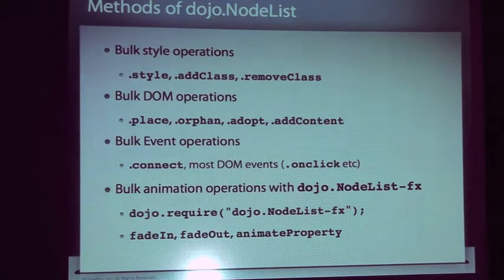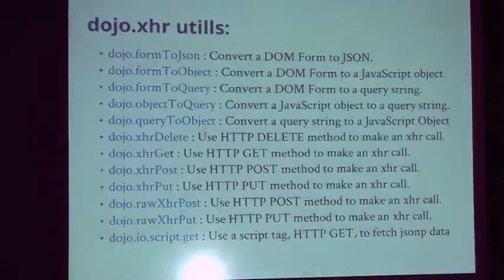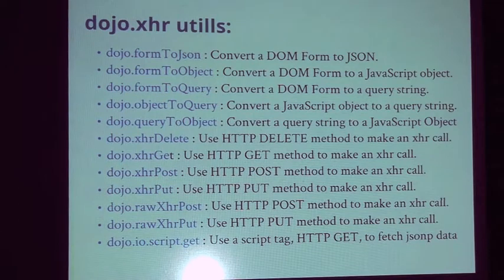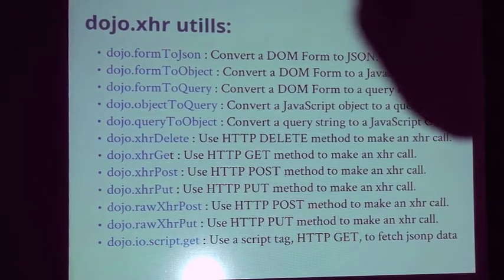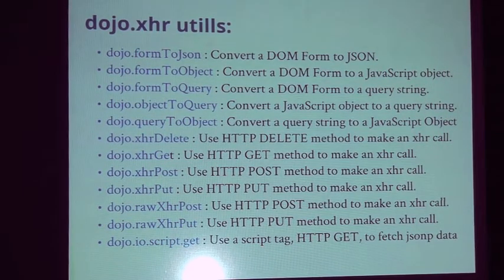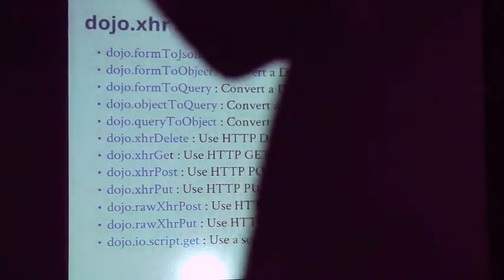All right, so all the AJAX transports, Dojo XHR. These are all the AJAX transports in Dojo. There's quite a few of them. You've got dojo.formToJson, formToObject, formToQuery, objectToQuery, queryToObject. You get the idea. The XHR get and post are the most common ones. And again, these only work on the same domain, because the browser imposes the security.